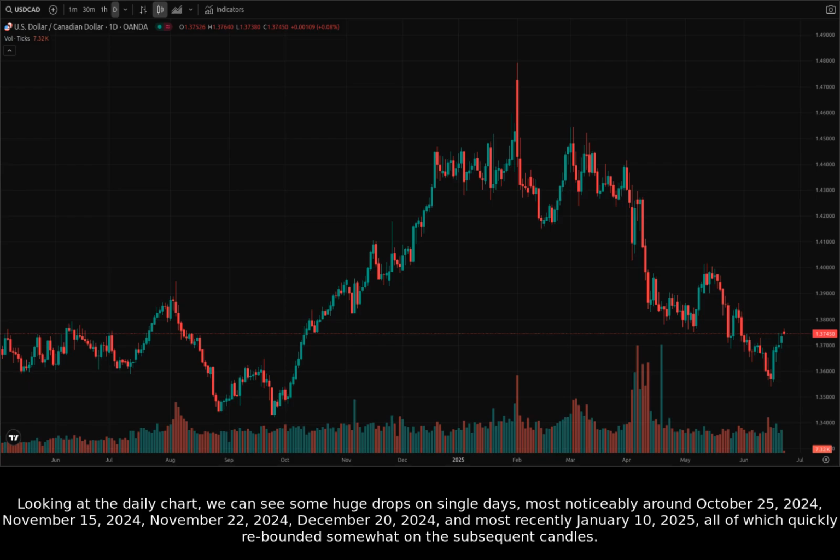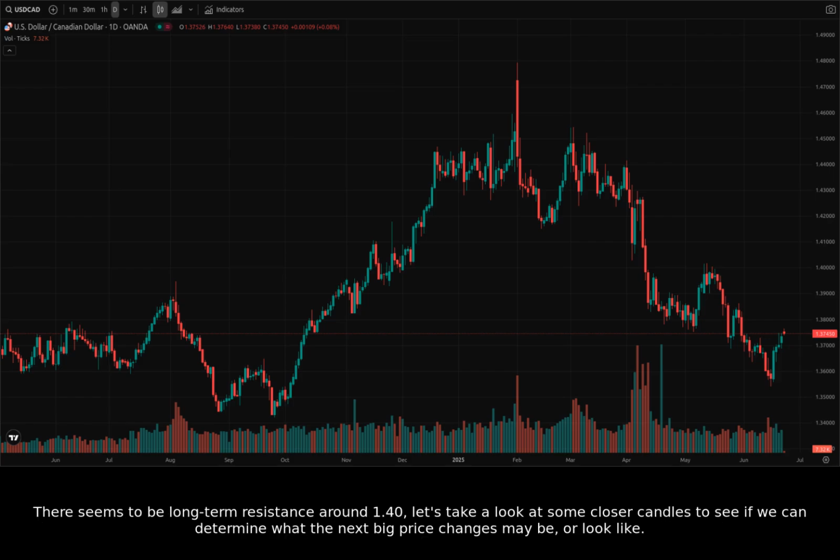Looking at the daily chart, we can see some huge drops on single days, most noticeably around October 25th, 2024, November 15th, 2024, November 22nd, 2024, December 20th, 2024, and most recently January 10th, 2025, all of which quickly rebounded somewhat on the subsequent candles. There seems to be long-term resistance around 1.40.